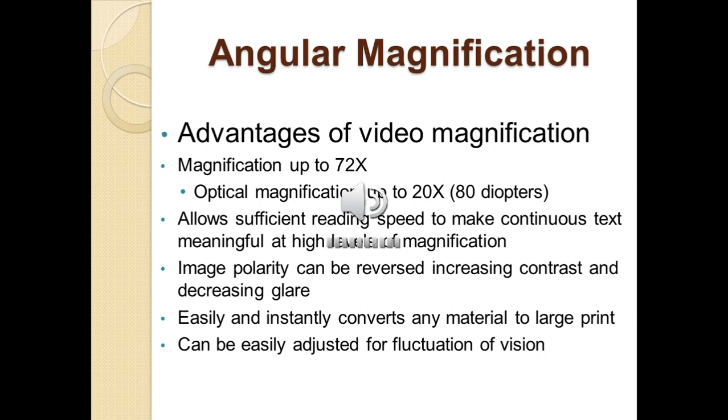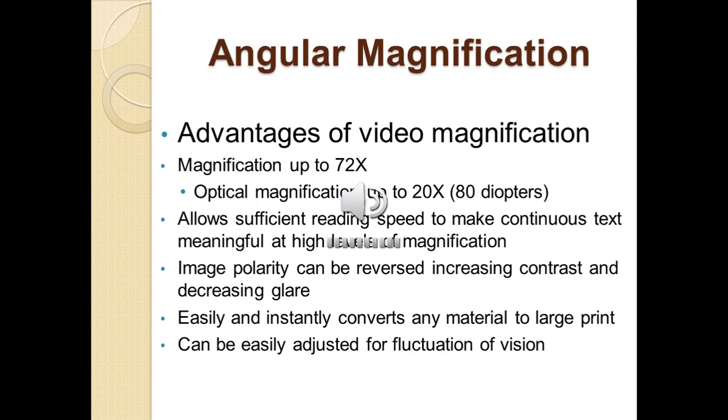Another big advantage and major reason why we do a lot of electronic magnification in our practice is the image polarity can be reversed and contrast increased. What I mean by that is we can take gray and black newspaper print and make it white and black, or make it black and white, or even blue and yellow, or black and yellow. There's lots of different colors we can use. But the key is we're enhancing that contrast. So we're taking a low contrast item and we're making it extremely high contrast.